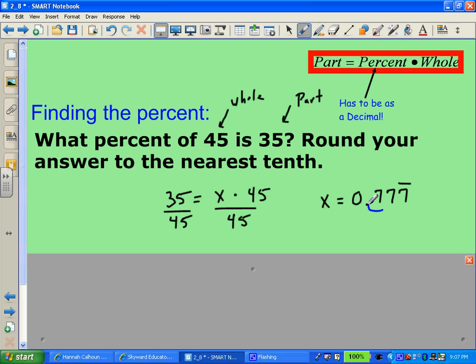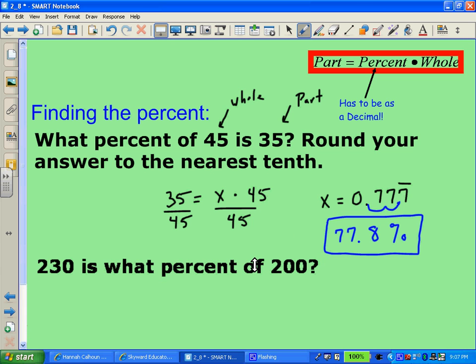So hopefully you remember that to go from a decimal to a percent, you move it 2 spots to the right. So the percent is actually 77 point, it says round to the nearest tenth, so that would round up to an 8. So that would be 77.8%. It's very important that you change it back to a percent. Okay, it will be wrong if you leave it as 0.7 repeating. That's not the same thing.